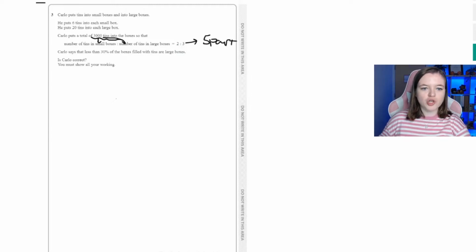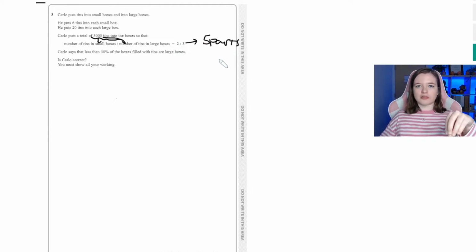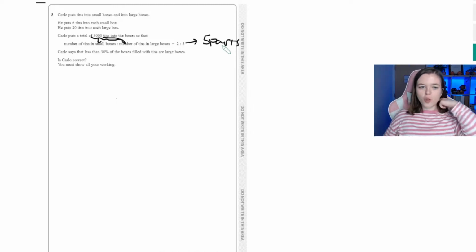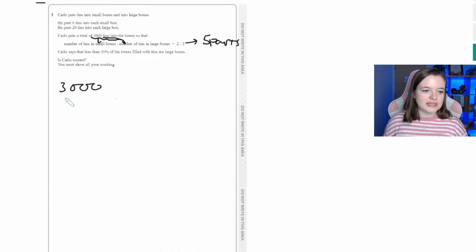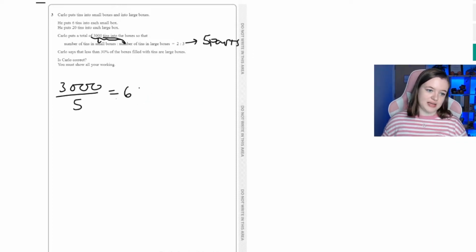So for every 2 tins he's putting into small boxes, he's putting 3 tins into large boxes. They're kind of going in a group of 5, right? So every time he puts 2 into small, he has to put 3 into large. So they're kind of going around in a gang of 5. So what we're going to do is figure out how many gangs of 5 there are. So we're going to do 3,000 divided by 5. How many lots of that 5 we have. And that is going to be, what is that, 600?